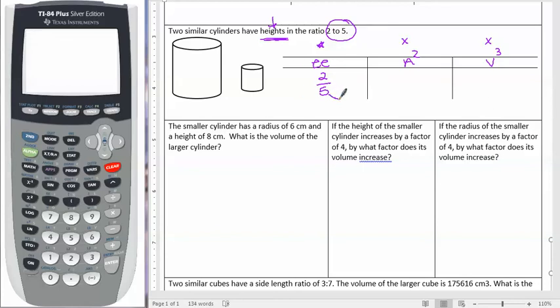Now how do I move it to area? I have to square it. And then how do I move it all the way to volume? I cube it.